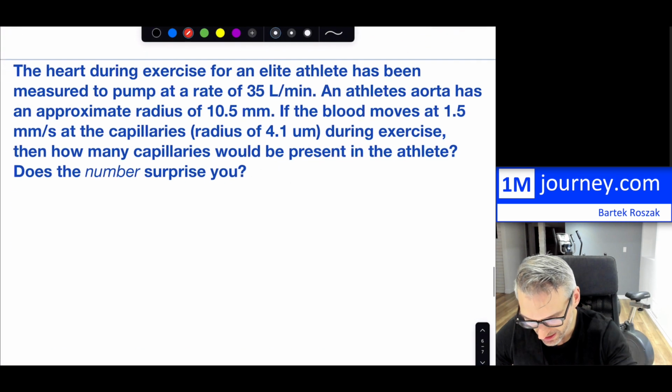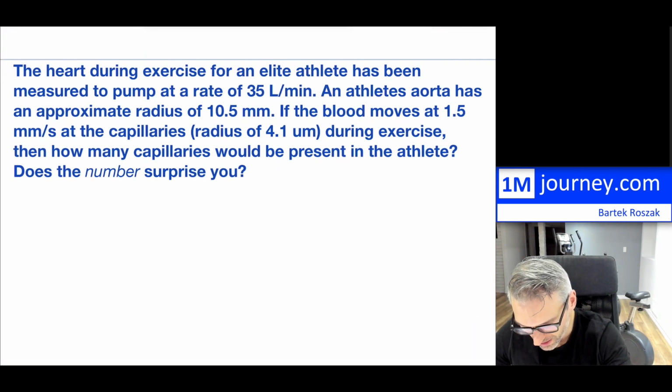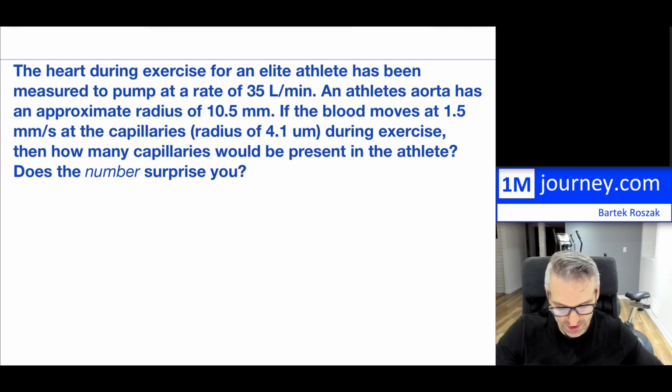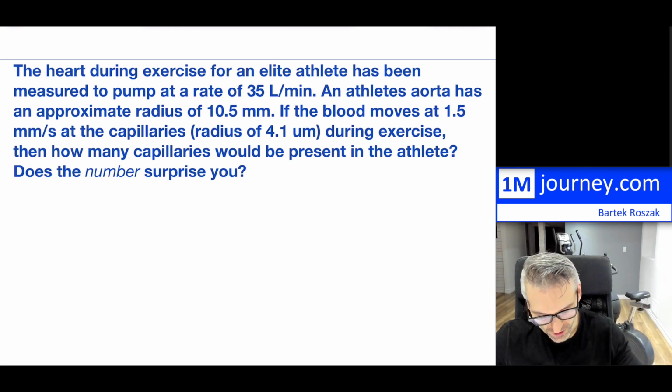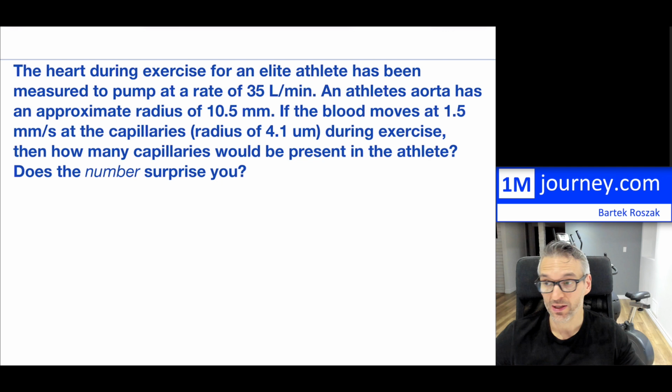So here's the second example. This will be probably a little bit more work. We'll see about that. So we have a heart, and during exercise an elite athlete's heart has been measured to pump at a rate of 35 liters per minute. I think at rest it's about 5 to 6 liters per minute. So that's how much your heart is pumping, and it happens every single minute. If you're exercising, this is an elite athlete.